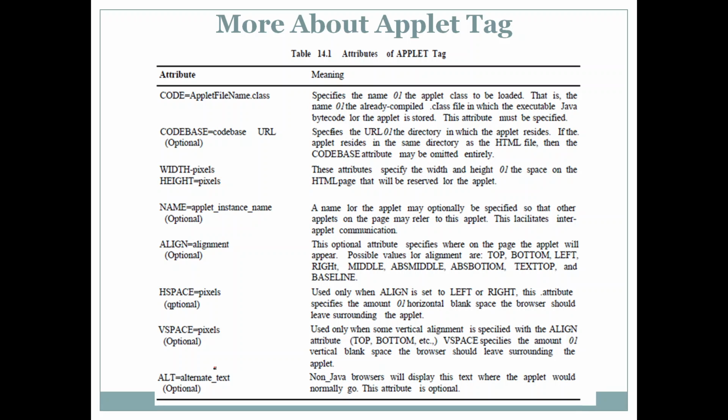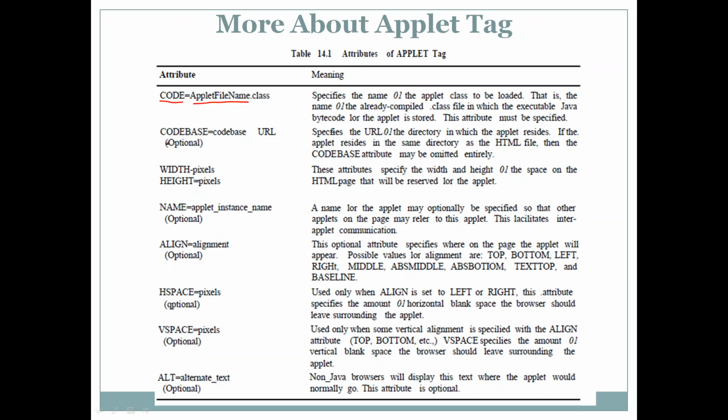Apart from those attributes, we also have some other attributes of the applet tag. Starting with the first, again the code attribute. The code attribute has a value equal to the name of our applet class. Whenever we embed an applet inside HTML, the applet tag contains one attribute which has to be specified, that is the code attribute, and it is equal to the name of our applet file. We have to specify it with the extension .class.